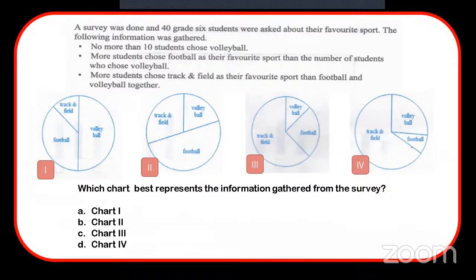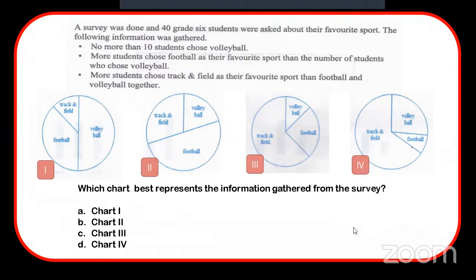So I see a person saying chart 3 is the answer, some person saying chart 2. All right. But I like some explanations. Some person saying chart 4. I would love for you to share your explanations with us. But let us look at the clues here. No more than 10 students chose volleyball. If 40 students were in the survey, it means that half of the pie chart will show how many students will be on half of the pie chart. Go ahead and answer that for me in the chat. How many students will be represented on half of a pie chart?